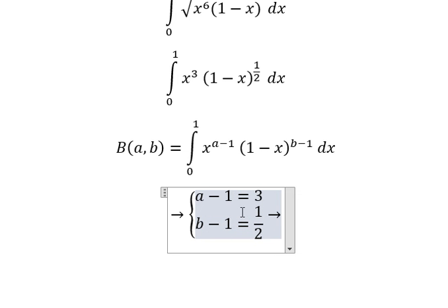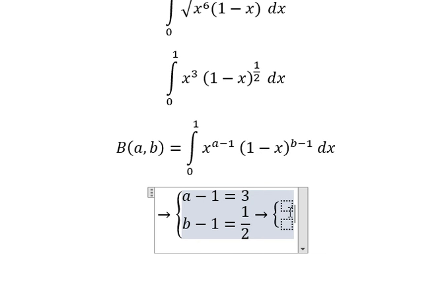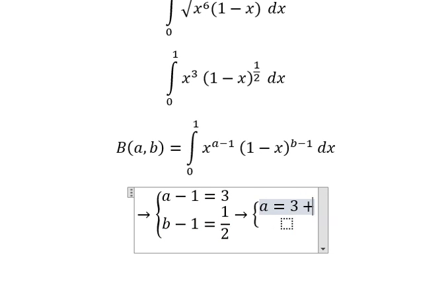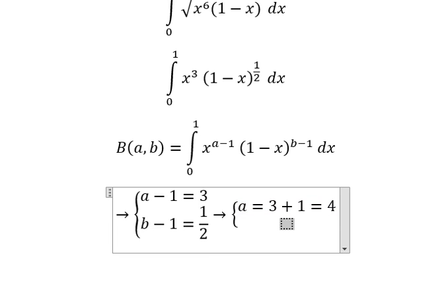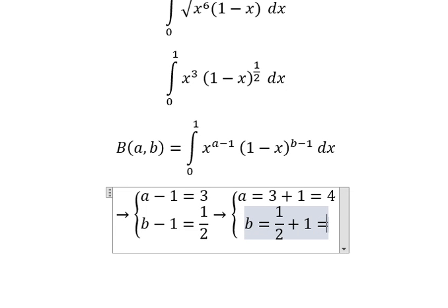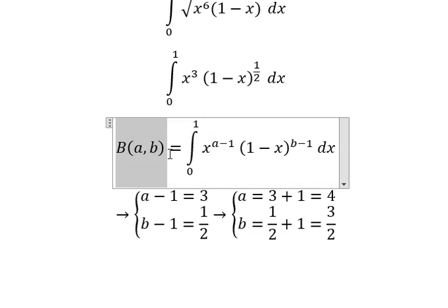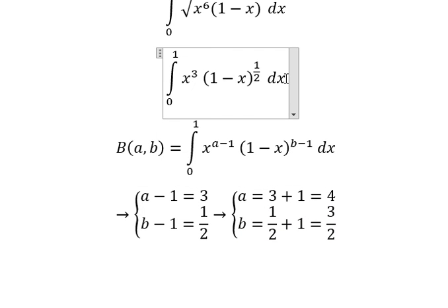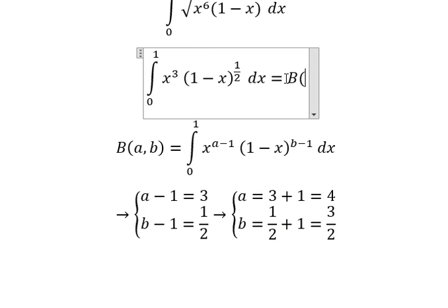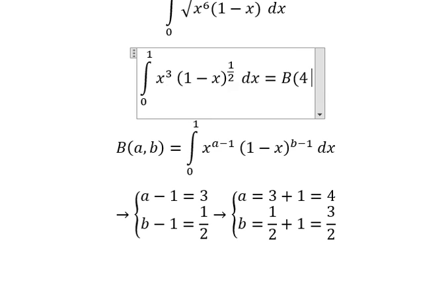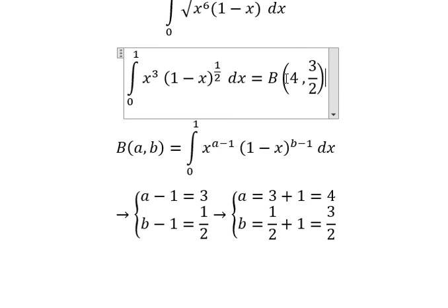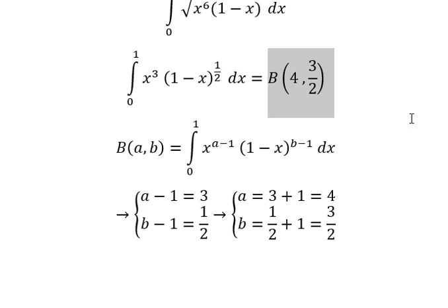So we put negative 1 and negative 1 go to the right. And we have a equals 3 plus 1, which is 4. b equals 1 over 2 plus 1. We have 3 over 2. So the final answer of this one should be B(4, 3/2). And this is the final answer.